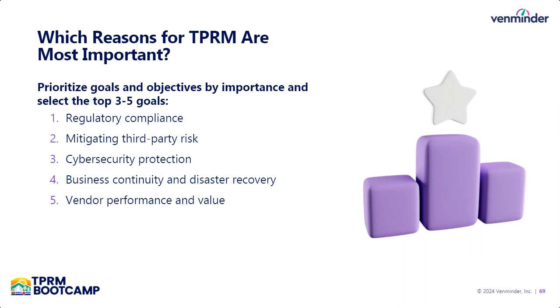You're going to select your top 3 to 5. In this example, we've selected 5, with regulatory compliance being number 1, mitigating third-party risk being number 2, cybersecurity in the number 3 spot, business continuity and disaster recovery number 4, and vendor performance and value at number 5. Now these are going to be our objectives. Now let's look at how we will start identifying and building out metrics for each objective.